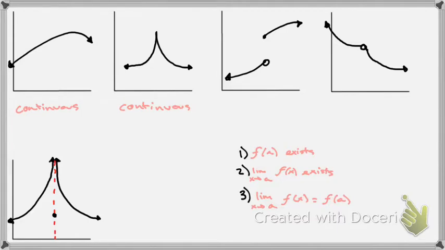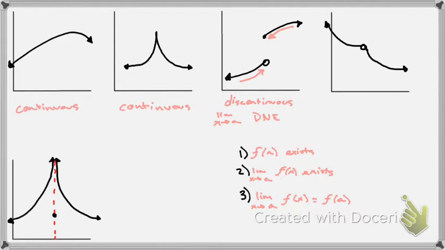Now we have the limit. So is there a limit at every single point? Well, no. Actually, there's not, because if you look, as you approach from the left, you're going to get a different number than if you approach from the right. So this actually fails. So this is discontinuous because the limit as x approaches a does not exist.